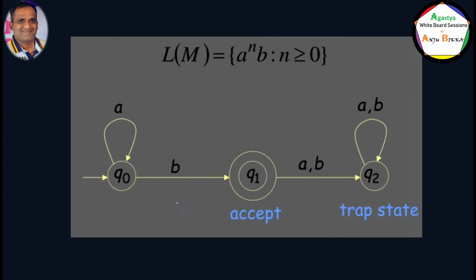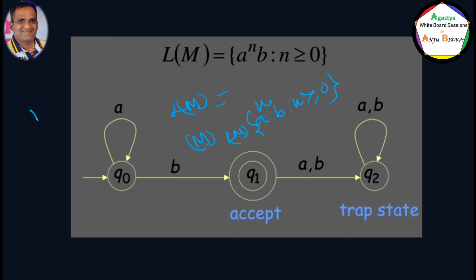Now we can see this state machine M. What is L of M? L of M, you can see here, is any number of A's followed by B is accepted. So any number of A's, a to the power n, followed by B, where n is greater than or equal to 0. This is the language. Then what are the strings?